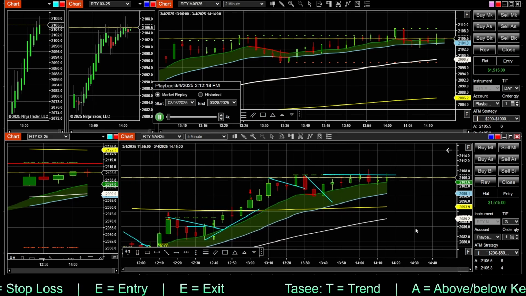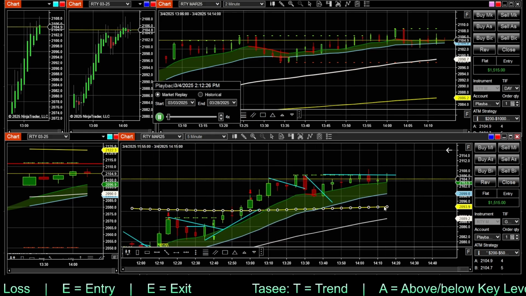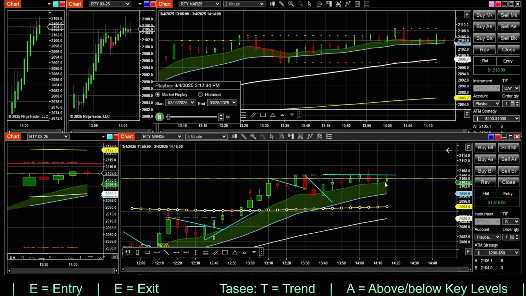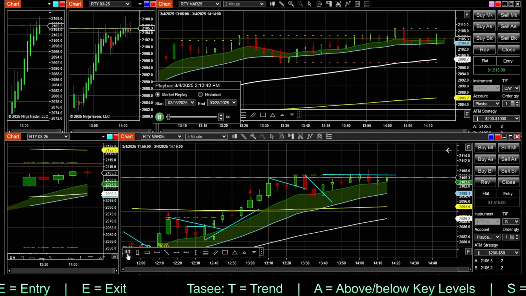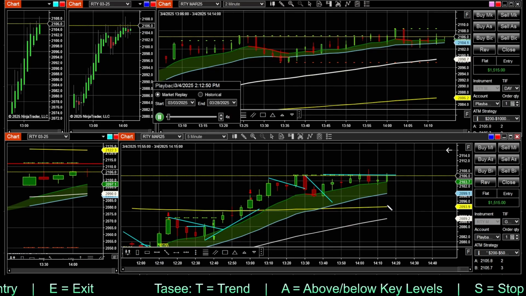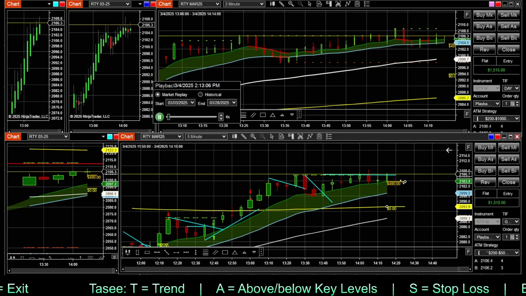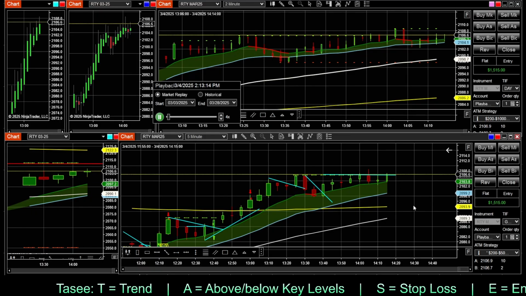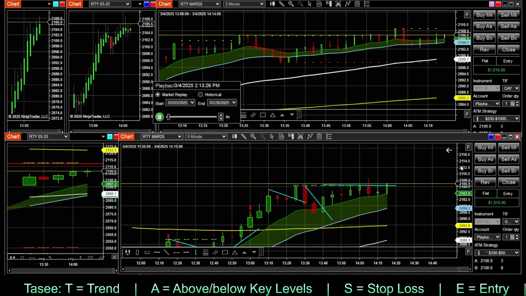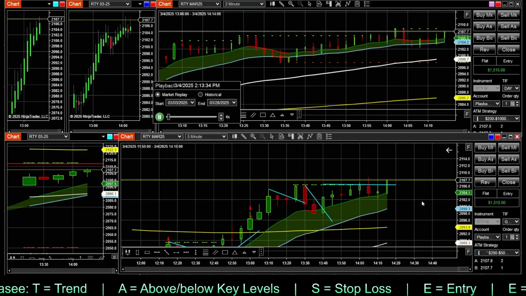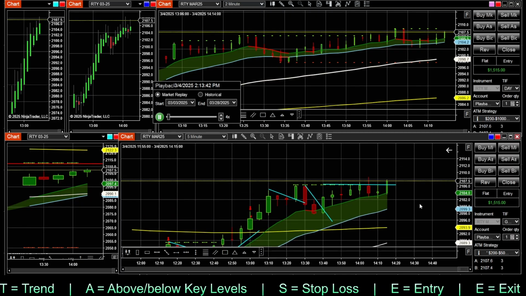But our 200 EMA and our 50 EMA are still pretty close together. So I would say we can go to 1,000 typically on an RTY on that. Okay, so now, oh crap, did I miss my entry?